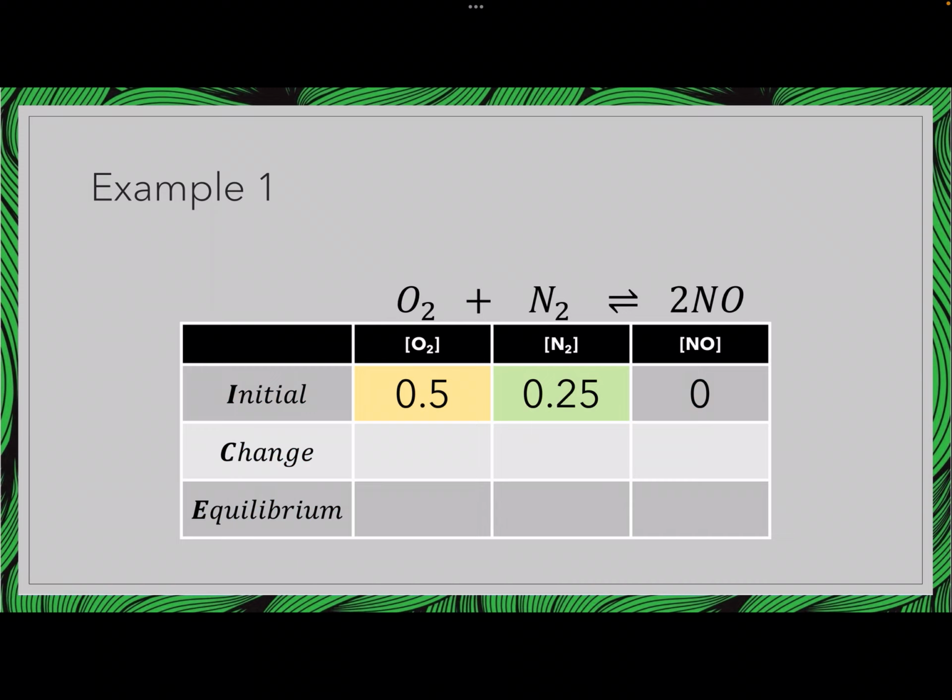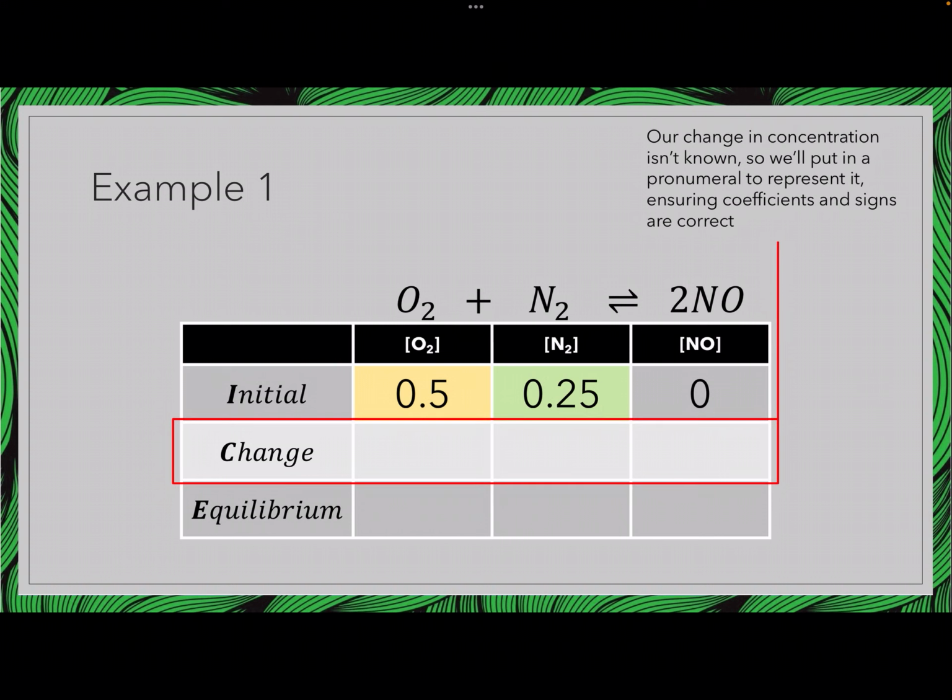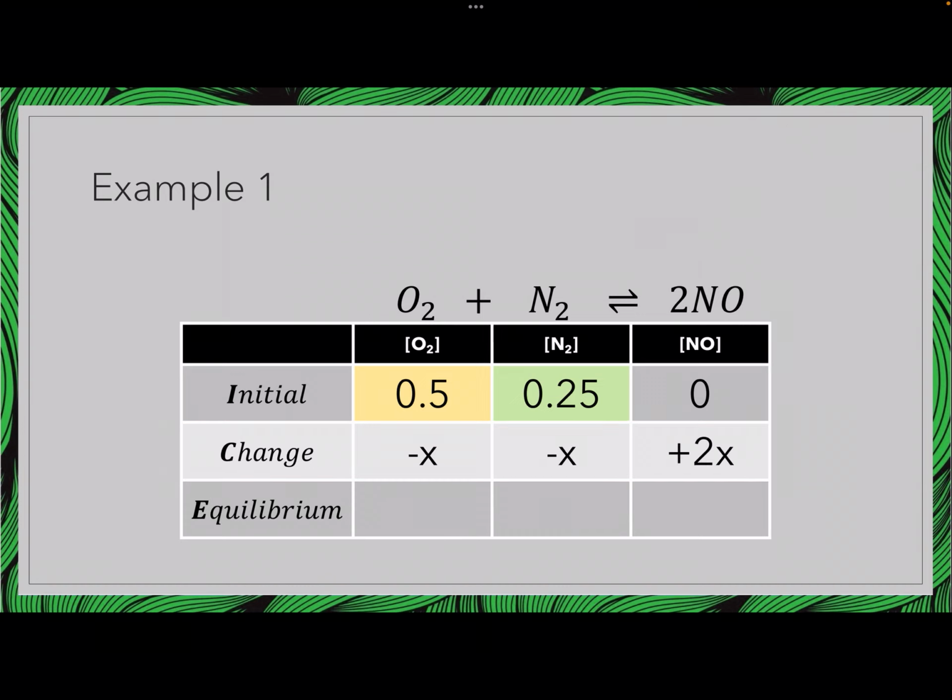Nothing was mentioned about NO, so we can safely assume that there was none there to begin with. Now, how's it going to change? What we do is we put in a pronumeral to represent the change in concentration, and we times it by the stoichiometric ratio. So we can see there that O2 and N2 go down by a factor of x, NO goes up by a factor of 2x.